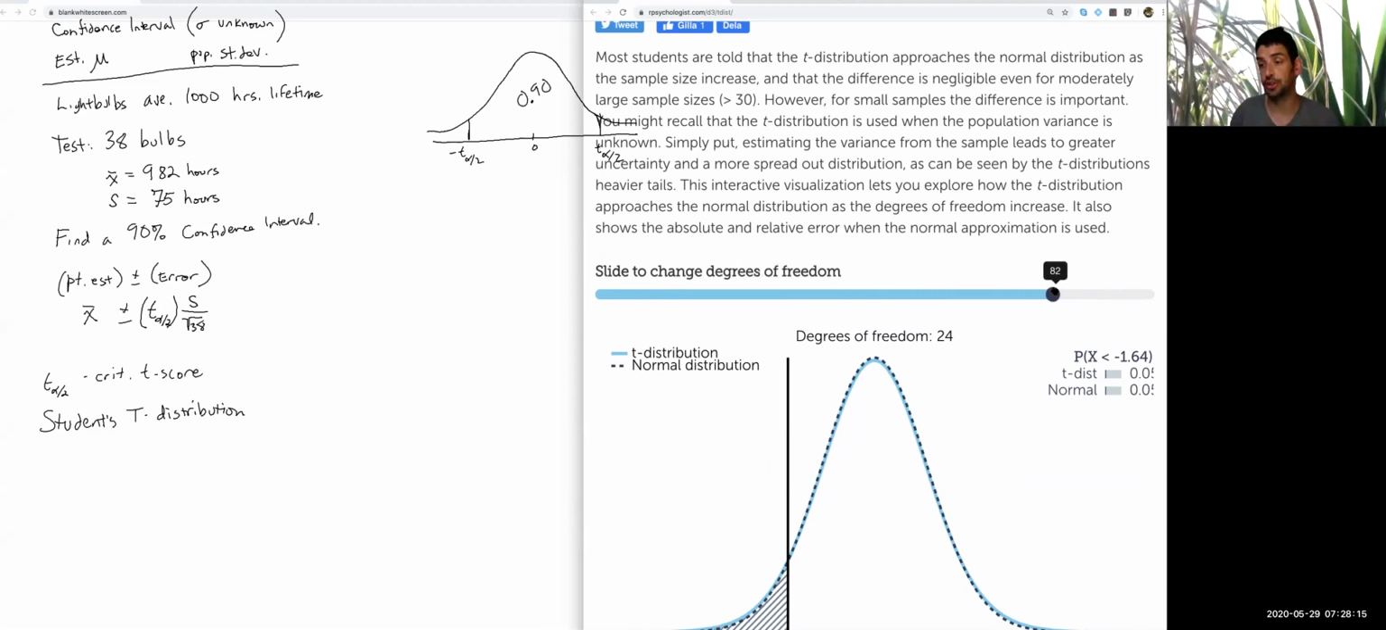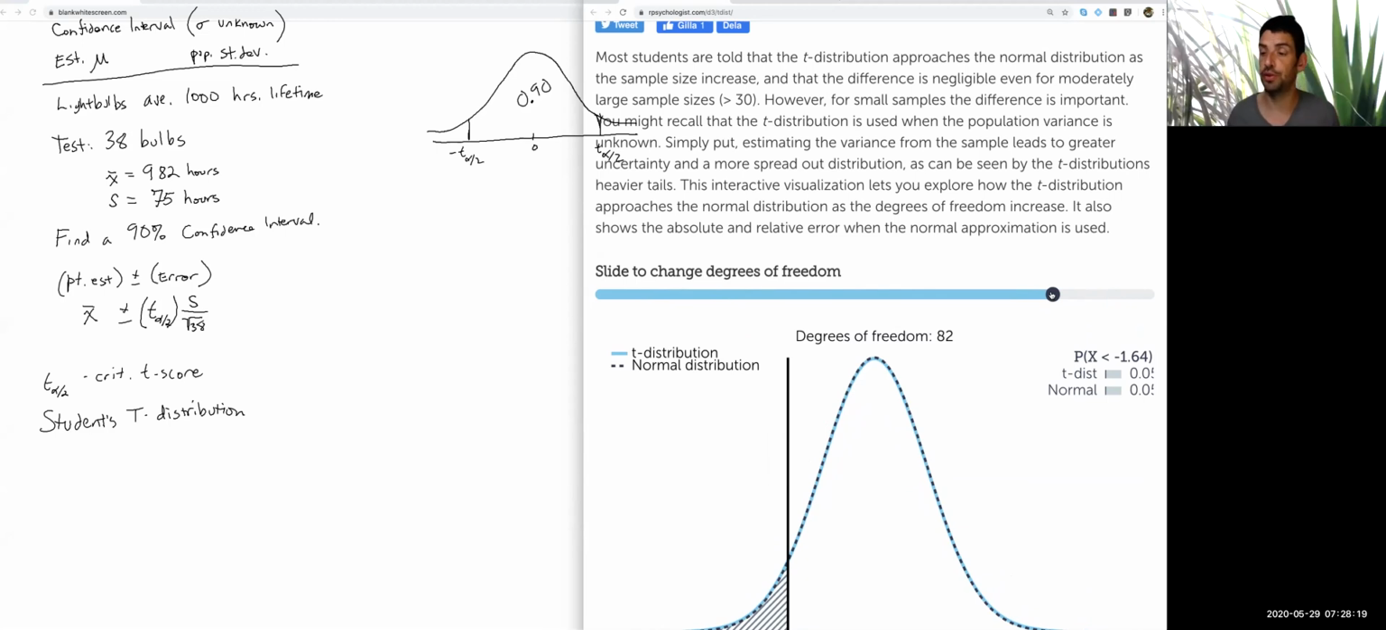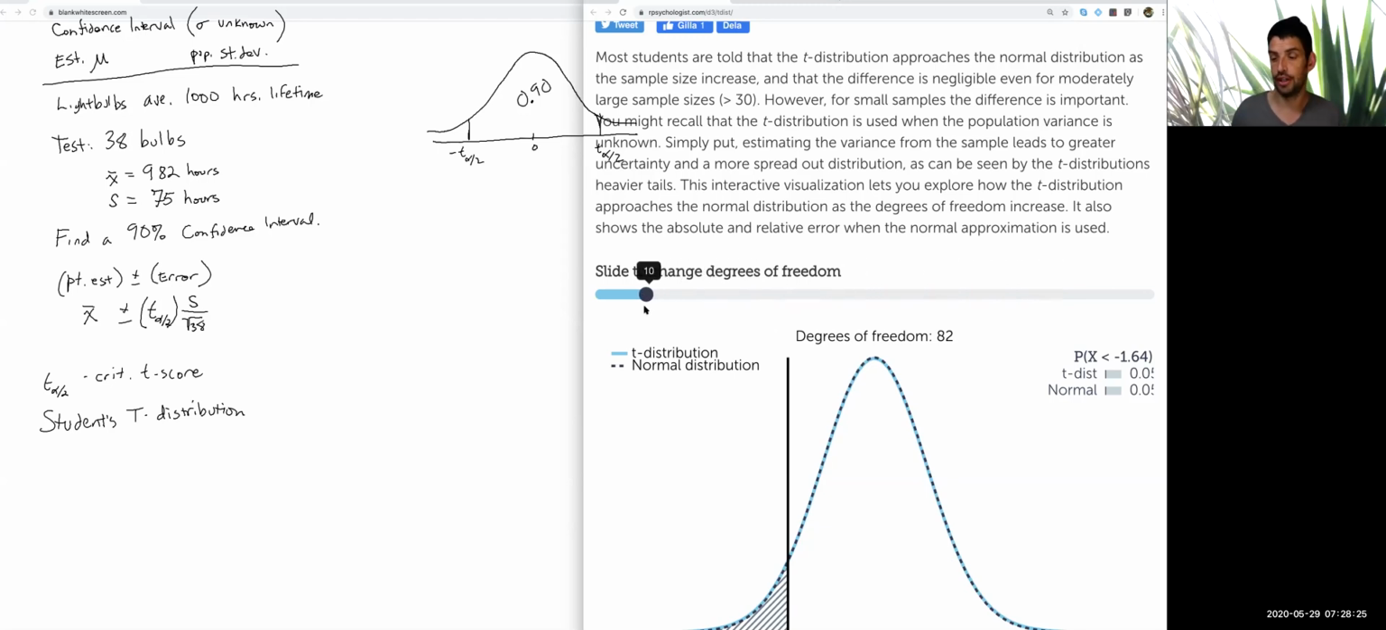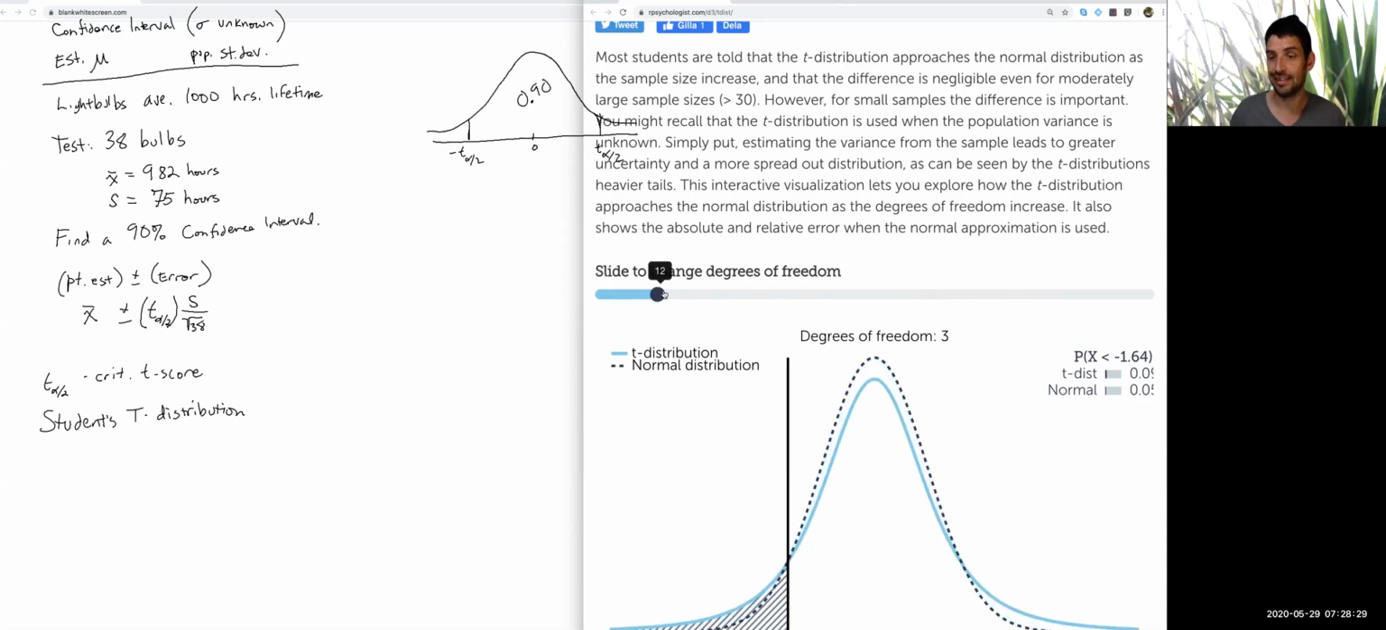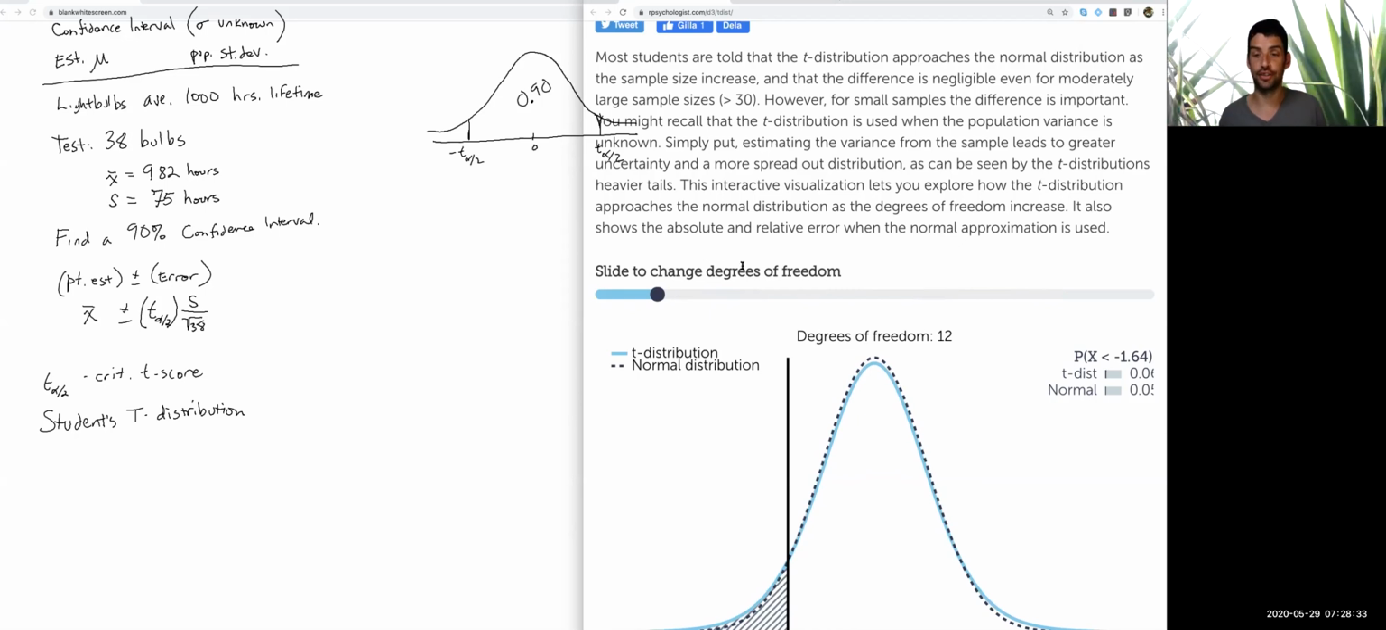So the t distribution, all we need to know about it, right? Remember with a normal distribution, we have to know the mean and the standard deviation. With a t distribution, they all have a mean of 0, and the only thing we need to know is the sample size. You might notice that this doesn't say slide to change the sample size. It says slide to change something called the degrees of freedom.